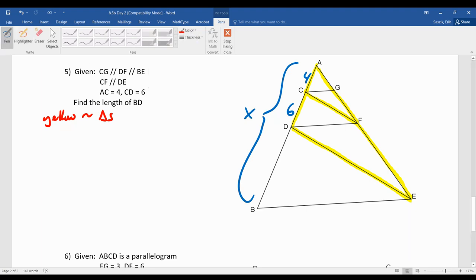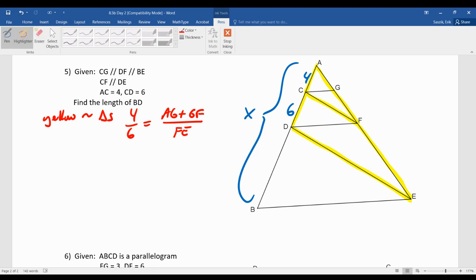So what you're going to have is 4 is to 6. This is a little side splitter, right? 4 is to 6 as AG plus GF, this is a little side splitter, is to that bottom part FE. Now let's just hold on to that thought for a moment.